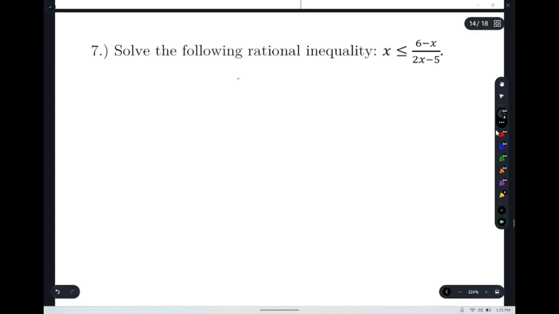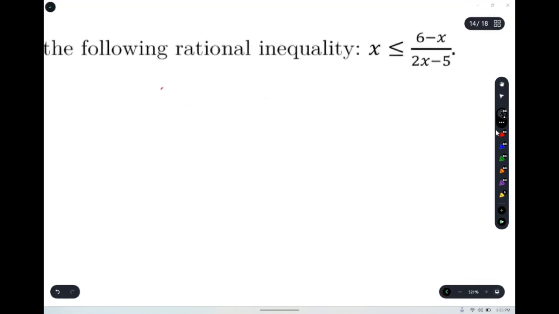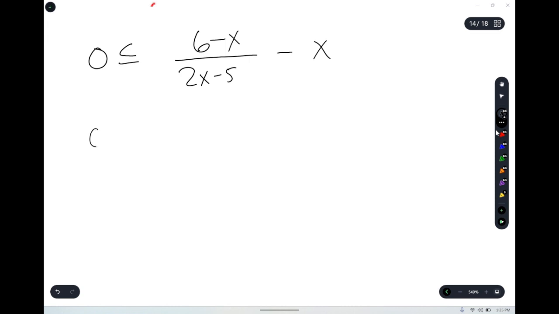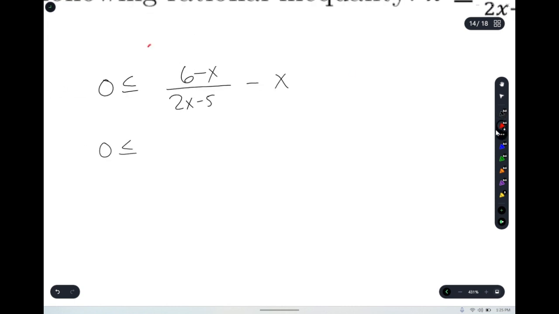Yep. Move everything over to get a 0 on one side. So we're going to say it actually is 0 less than or equal to 6 minus x over 2x minus 5 minus x. All right. Now what? So here's the steps. I'm going to write the steps because I know this is there.